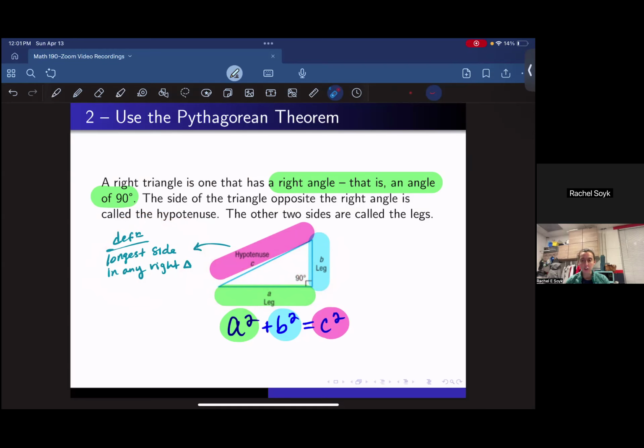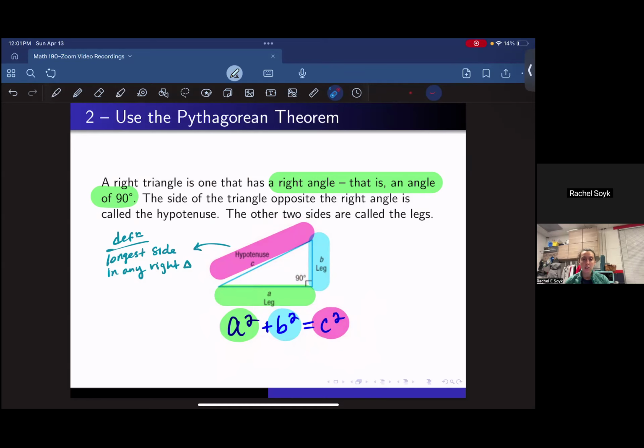Our legs are interchangeable. And so from the ABC perspective, our C value always represents our hypotenuse, which is why I color-coded that in pink. And then our A and B are our green and blue values, but we can switch these and it will not change the result of our formula. B squared plus A squared equals C squared is the same as A squared plus B squared equals C squared.